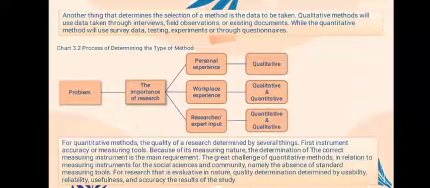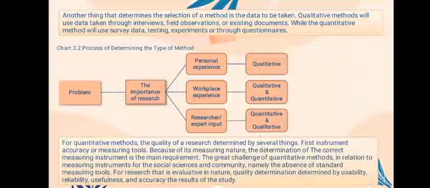Okay, next, another thing that determines the selection of a method is the data to be taken. Qualitative methods will use data taken through interviews, field observations, or existing documents, while the quantitative method will use survey data, testing experiments, or questionnaires. Okay, then here is a chart about the process of determining the type of method.